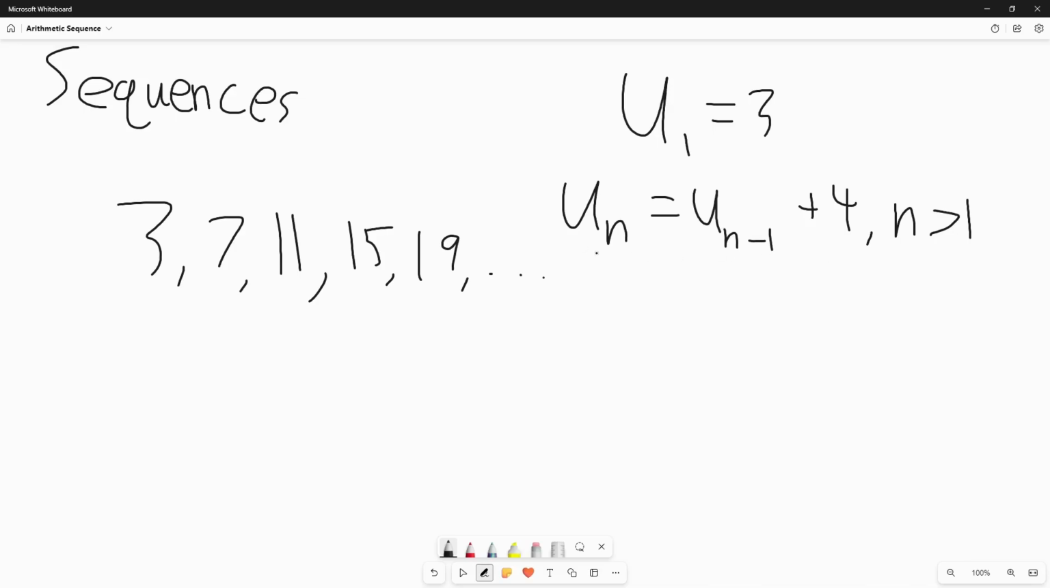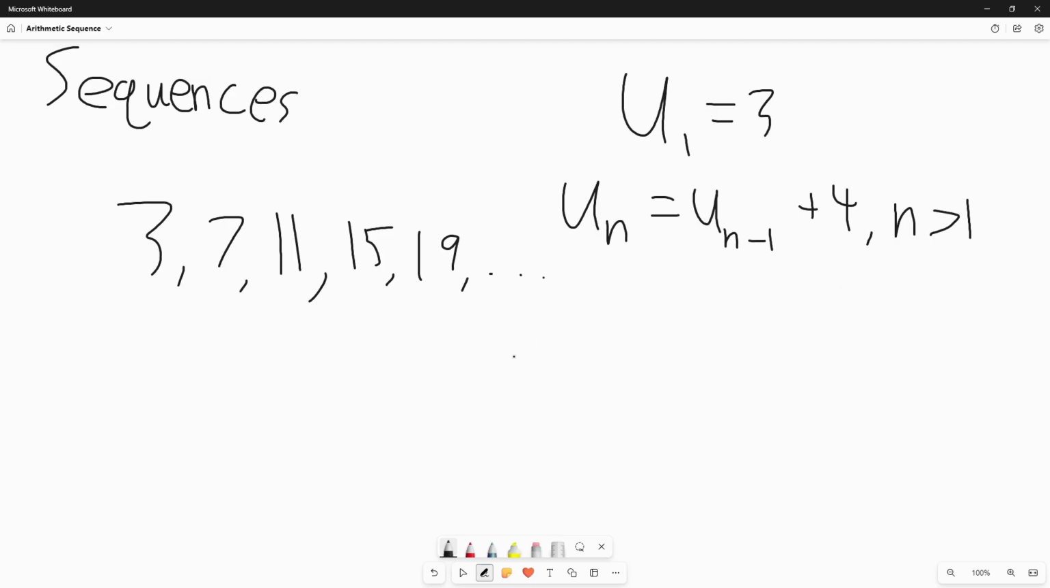So if you are looking at the second term, u of 2 equals u of 2 minus 1 plus 4, and 2 minus 1 is just 1. And u of 1 is just 3. So 3 plus 4 is 7. So we know u2 is 7. And we can just keep moving on. u of 3 equals u of 3 minus 1 plus 4, which is u2 plus 4. And we already knew u2 is 7. 7 plus 4 is 11. And you can just keep going.